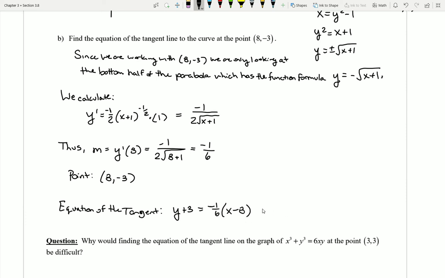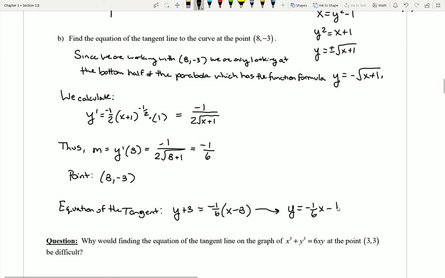Now if I simplified this all the way down, and got this into a y equals form, I would have y equals negative 1/6 x. I'll notice here I end up with a positive 8/6, but I end up having to subtract 3. 3 is going to be the same as 18/6, and so I'm going to end up with negative 10 over 6 as a grand total there.